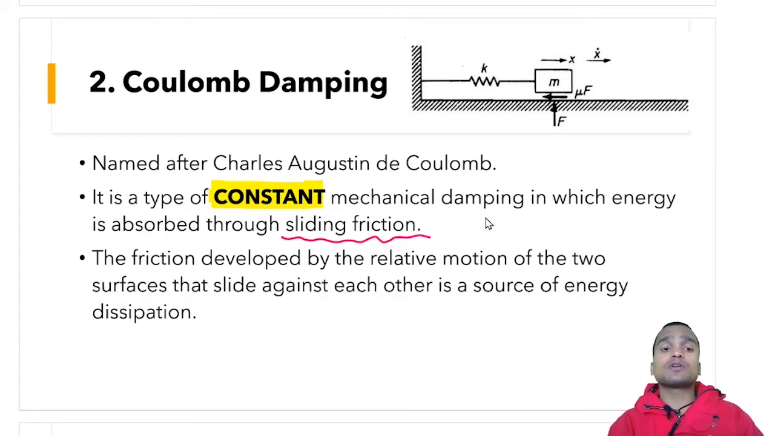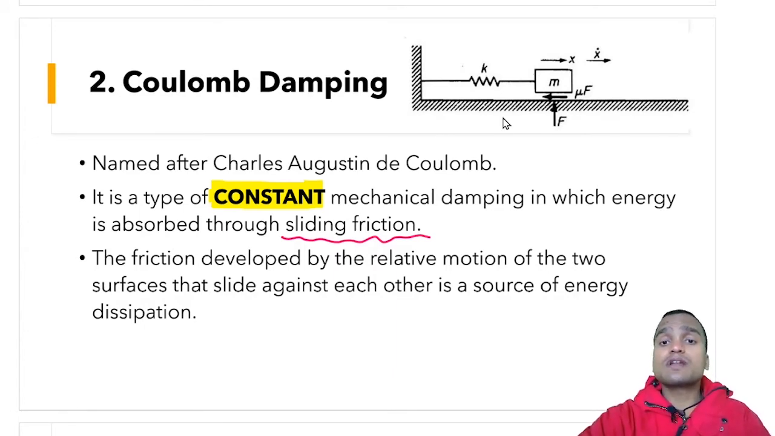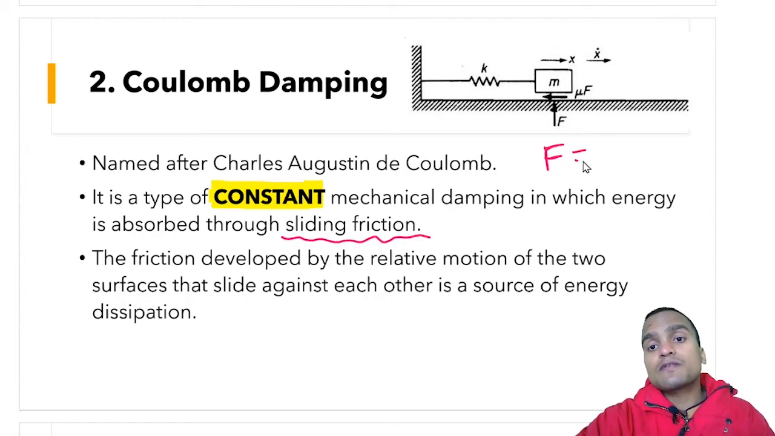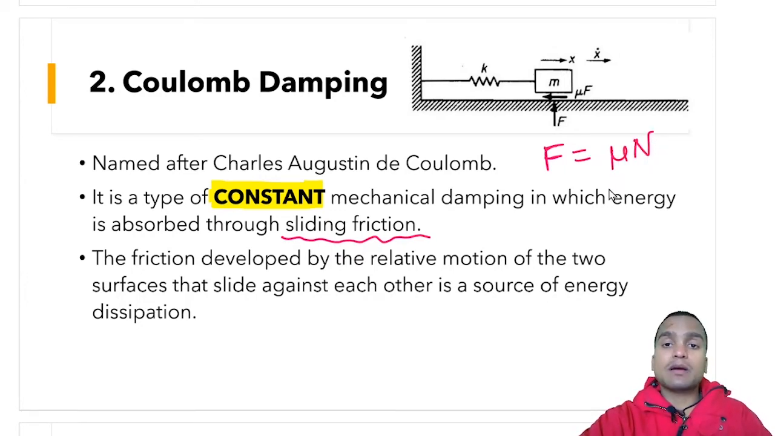Okay, sliding friction is the main cause of energy dissipation, and we know that the friction developed by the relative motion of the two surfaces that slide against each other is a source of energy dissipation. This frictional force F is calculated with the help of normal force. So F is equal to mu times the normal reaction which is applied by the ground. Okay, so F is mu times N.